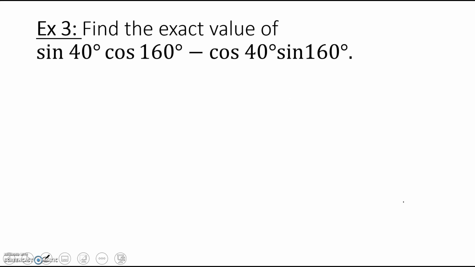All right, for this one, we want to find the exact value of sine of 40 degrees times cosine of 160 degrees minus cosine of 40 times sine of 160. I can look at this and tell that this involves the sum or difference identity.